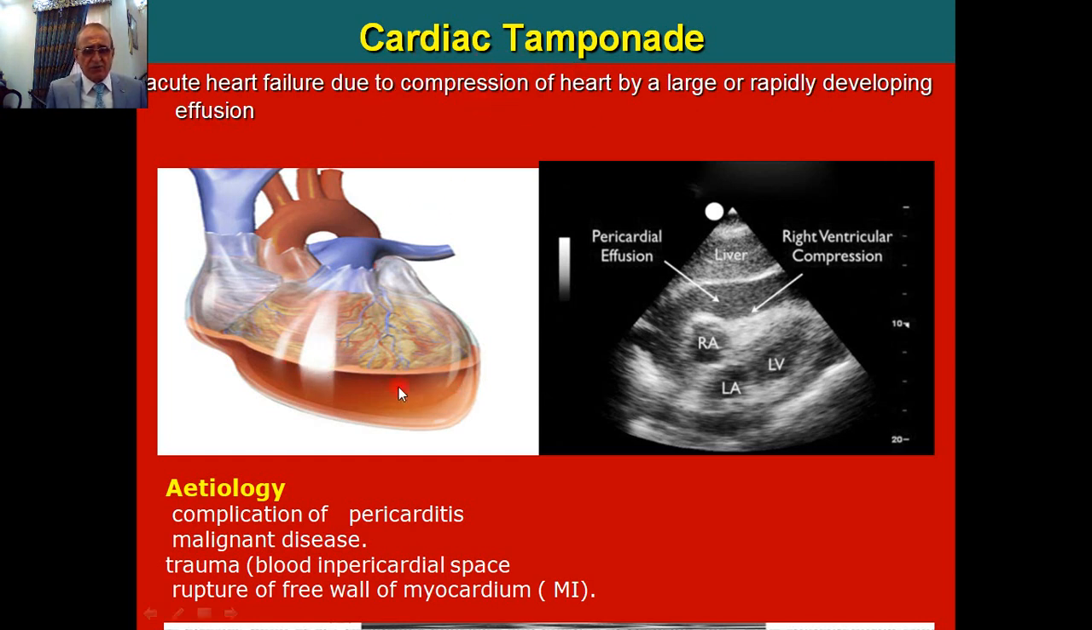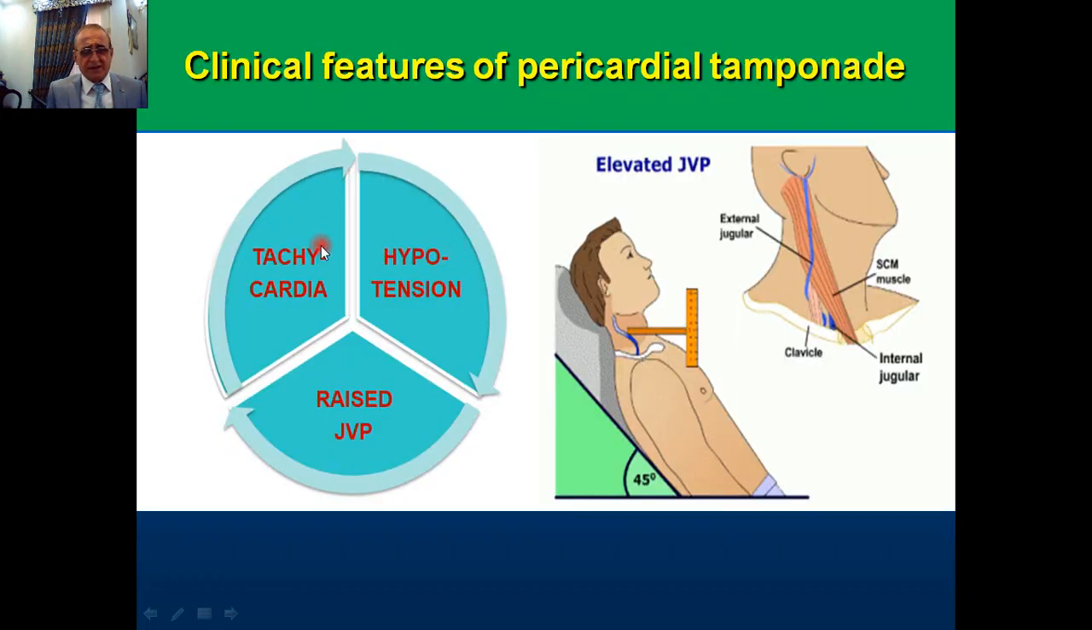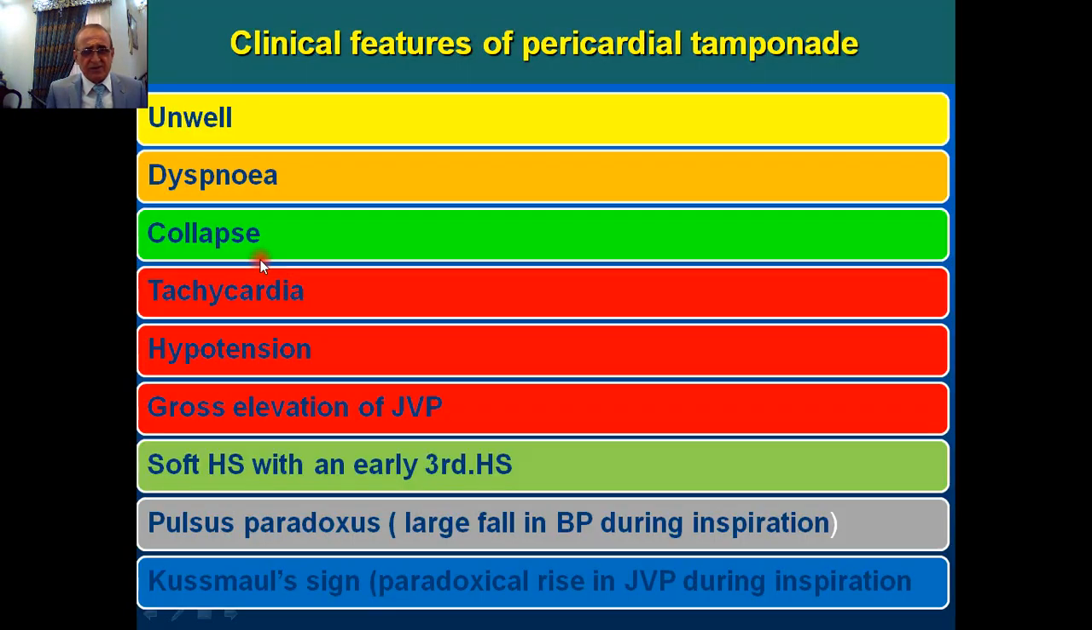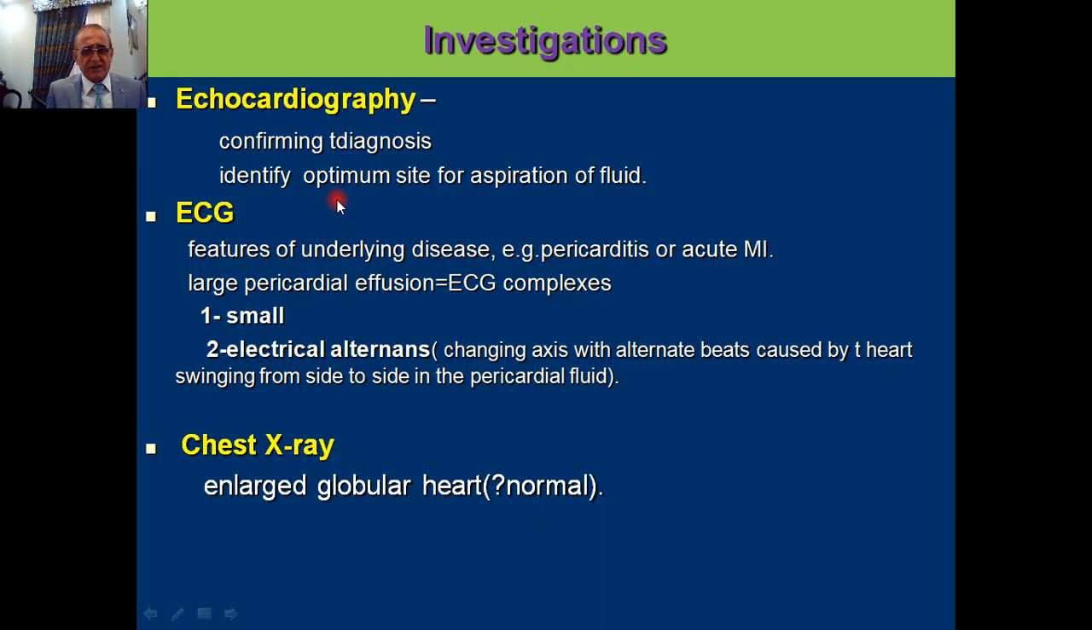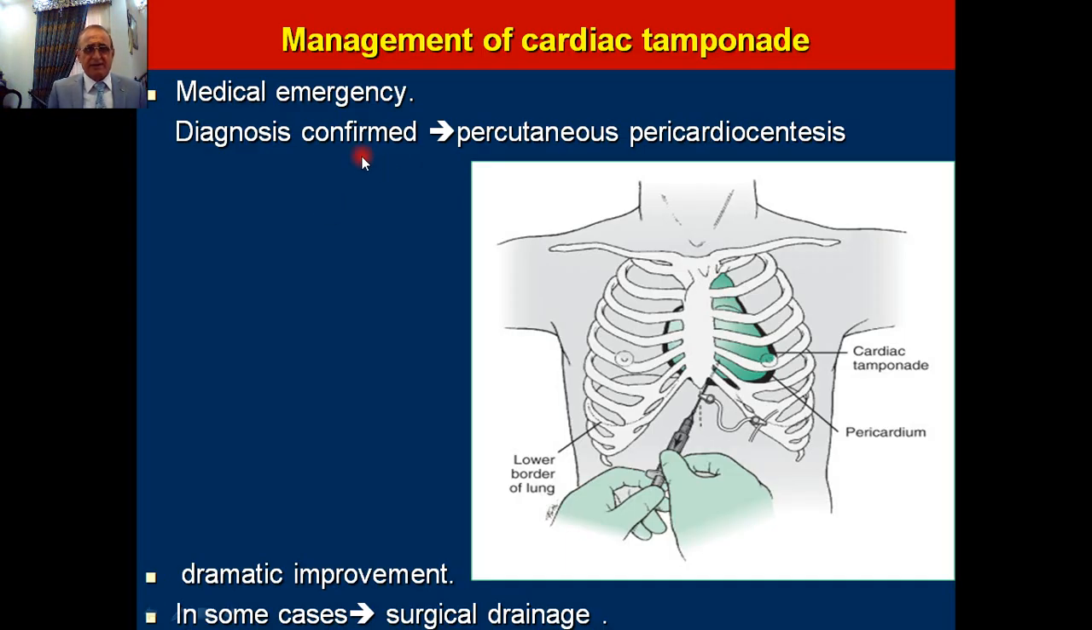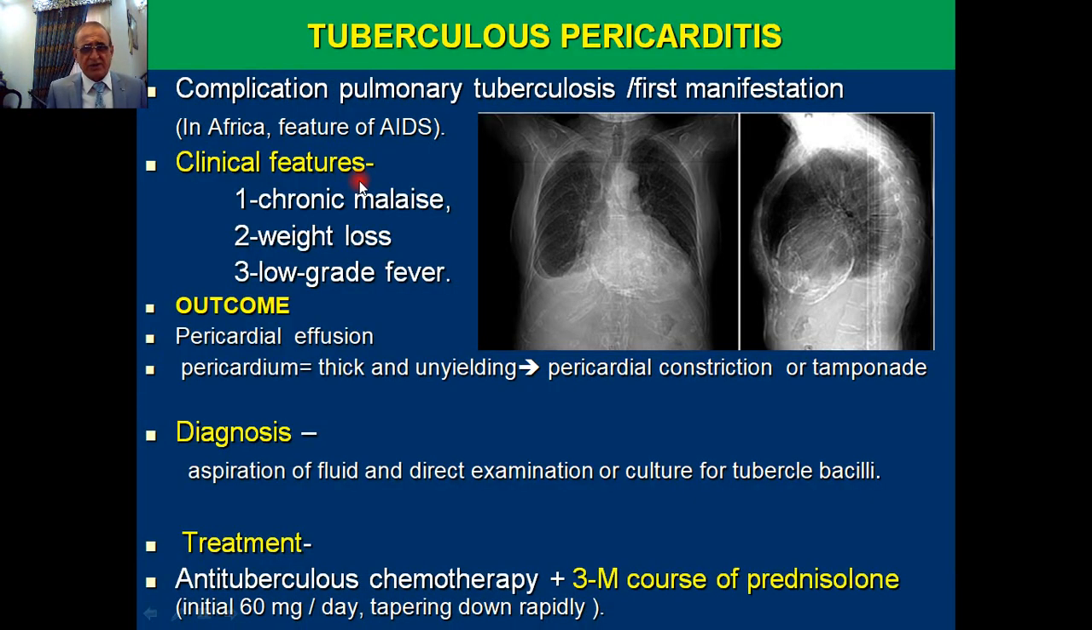That's accumulation of a large amount of fluid around the heart that causes some sort of heart failure. The clinical diagnosis is by finding a hypotensive patient with tachycardia and raised JVP. Obviously, the echo is very diagnostic, and the management is aspiration.